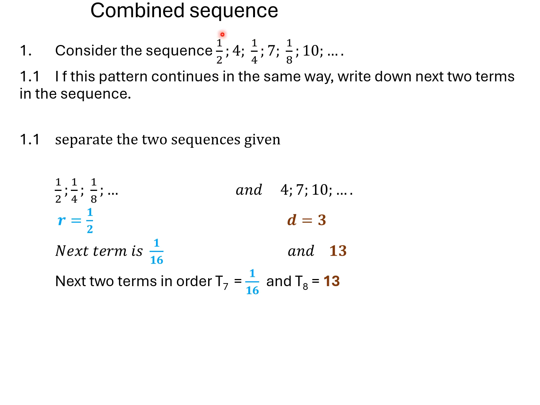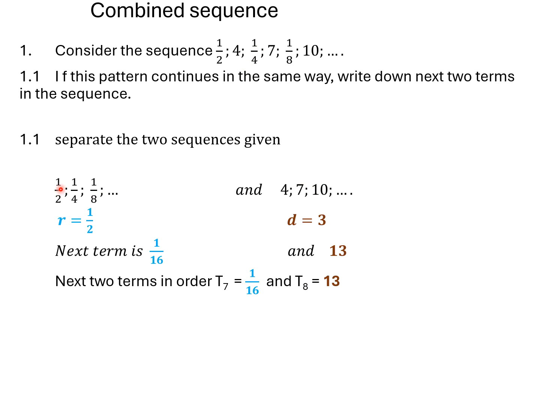So we're looking at a combined sequence. Every odd term, term 1, term 3, term 5, forms a sequence, and every even term forms a sequence. I have 4, which is term 2, term 4, and term 6, right? So I separate the two sequences. I have a half, a quarter, and 1 over 8, and then I have 4, 7, and 10.